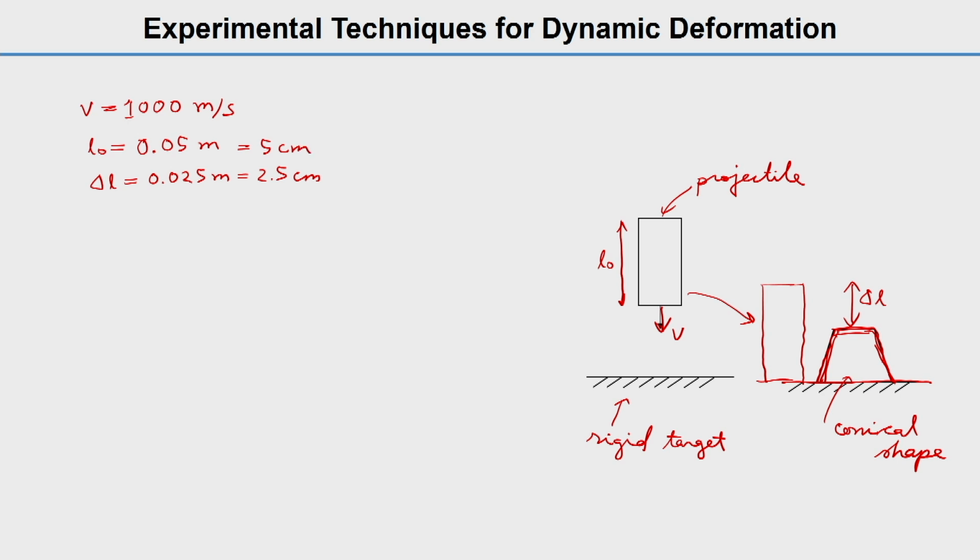So what we can do is to get the strain rate out. This will be like delta L by L naught divided by time, the time taken to have delta L deformation. So that will be equal to delta L by L, which will be equal to 0.05 divided by T.